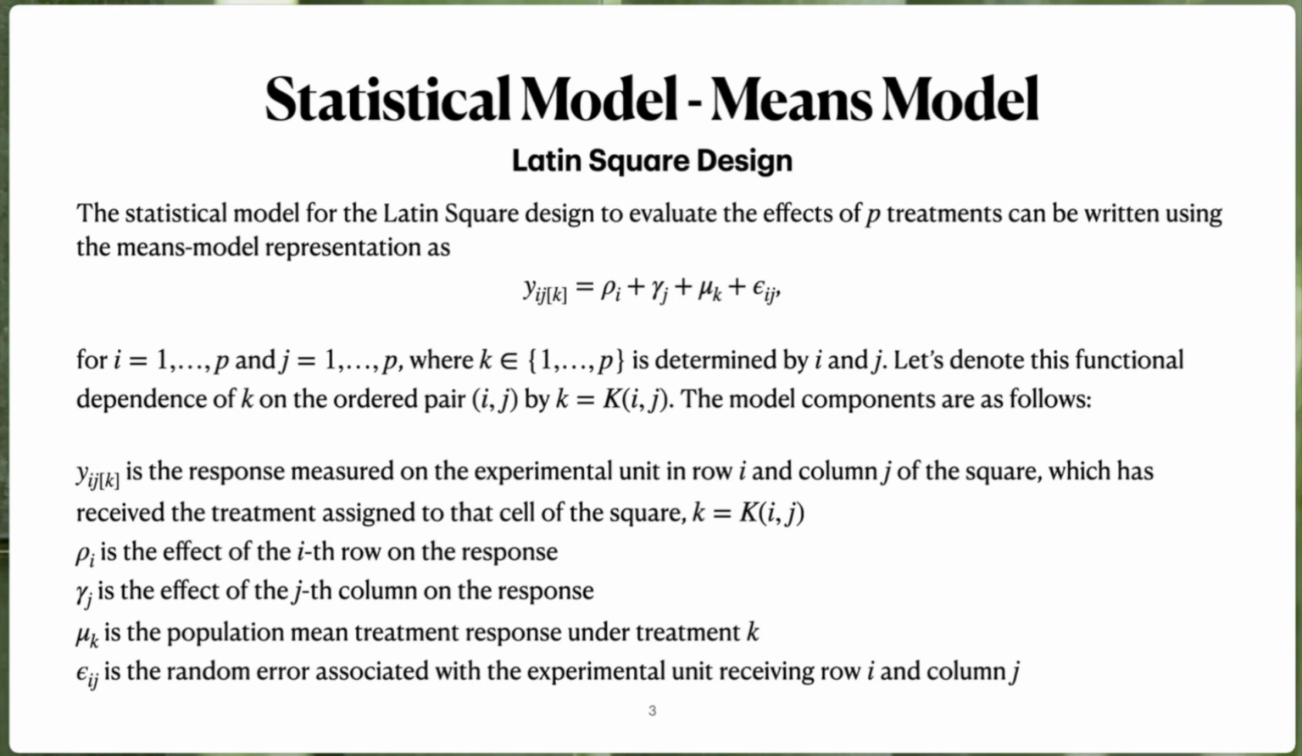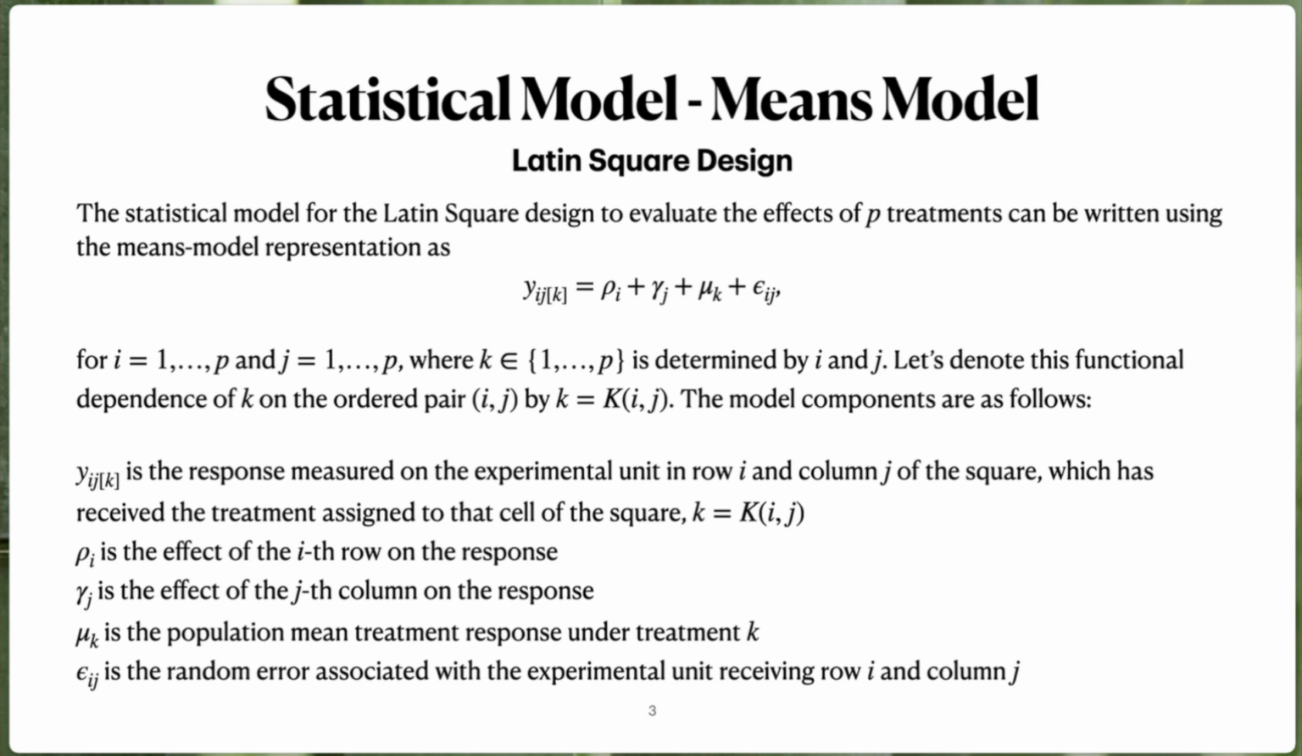So y sub ij and then a k in square brackets; some authors use parentheses, and I'll explain that different notation in a second. But that's equal to rho sub i plus gamma sub j plus mu sub k plus epsilon ij. Now i ranges from 1 up to p, j also ranges from 1 up to p, k is some integer between 1 and p, and is determined functionally by the combination of i and j. So we can think of the ordered pair i comma j as determining the particular value of lowercase k.